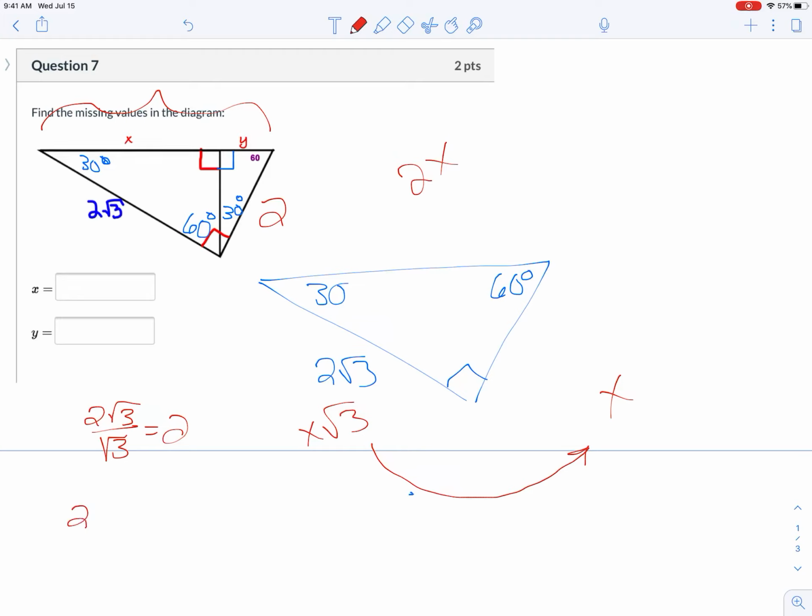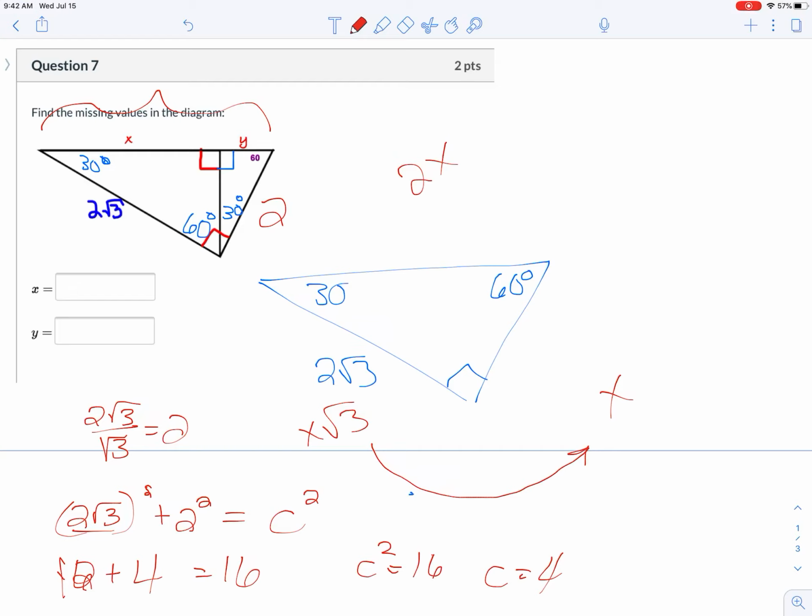I'm just going to play around here, because 2 radical 3 squared plus 2 squared equals c squared. That means that's 12 plus 4 equals 16. C squared equals 16. C must be equal to 4. So I know that this whole x plus y is equal to 4. I don't know if that's helpful, but maybe this was helpful in seeing my thinking here.